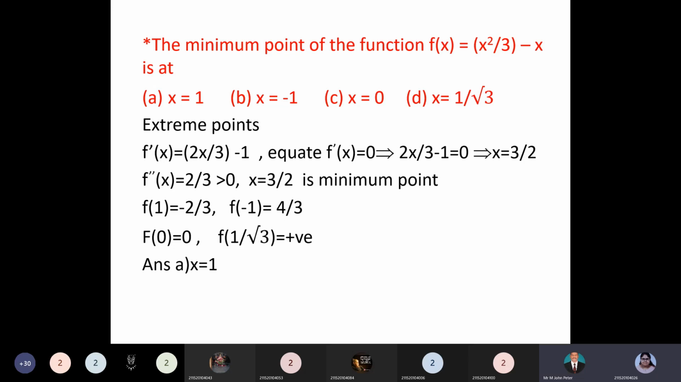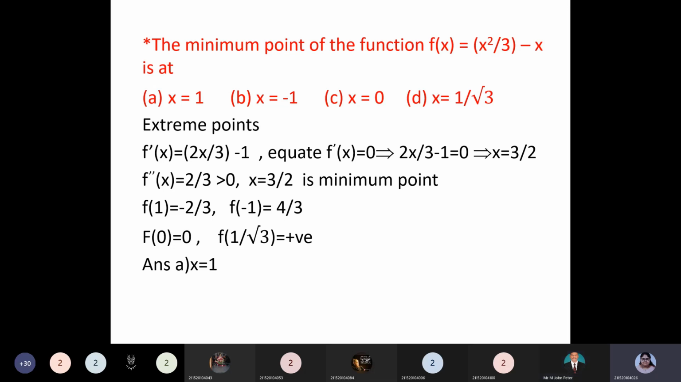So equating the first derivative to 0: 2x/3 − 1 = 0, so 2x/3 = 1. Manually, take the −1 to the right-hand side, so you get 2x divided by 3 equal to 1. Apply cross multiplication to get the x value. So x equals 3/2.